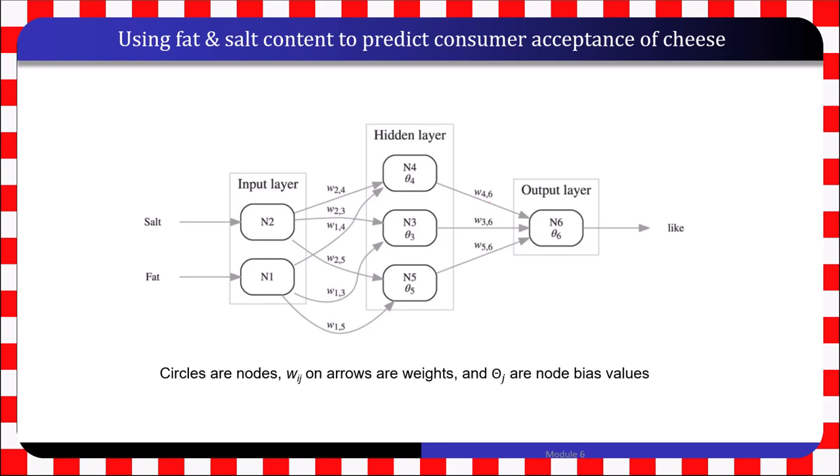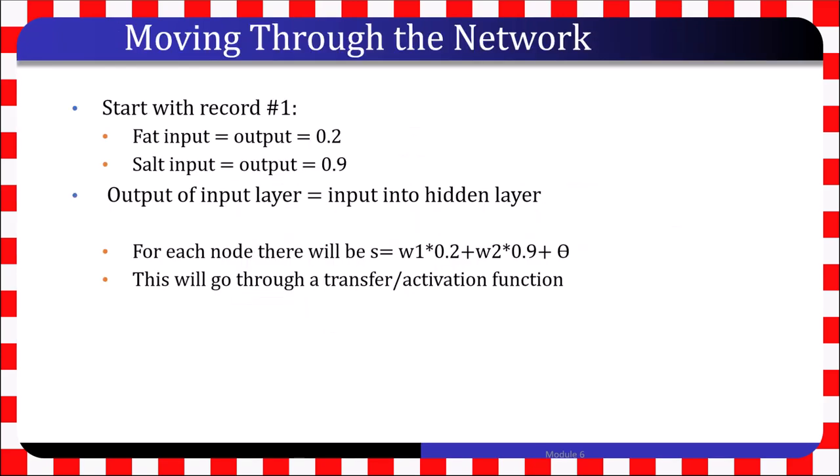So the model is going to predict whether the customers are going to like or dislike this cheese based on salt and fat data. Okay, let's start with the first record. The first record includes fat input and salt input. So these inputs are 0.2 for fat and 0.9 for salt.